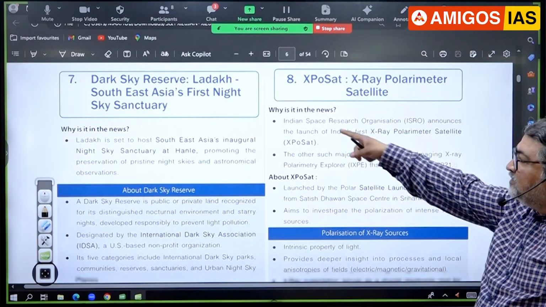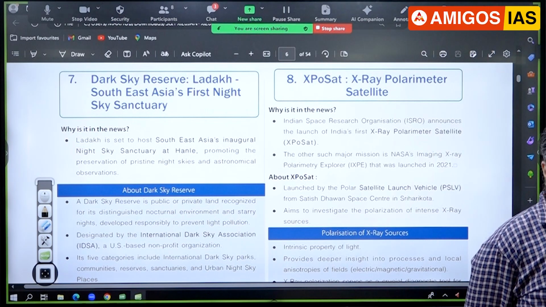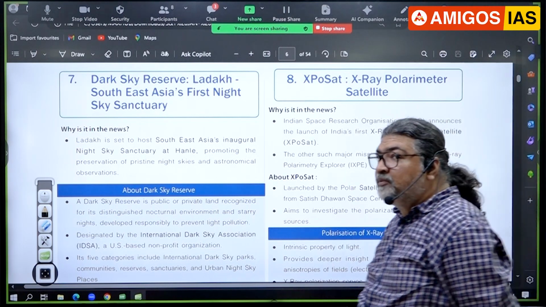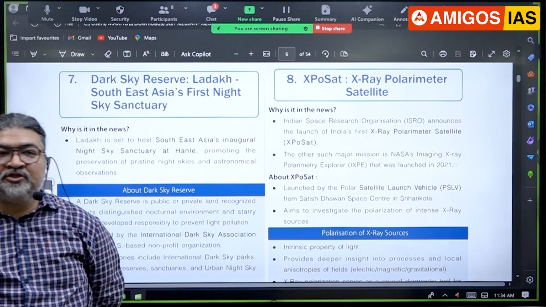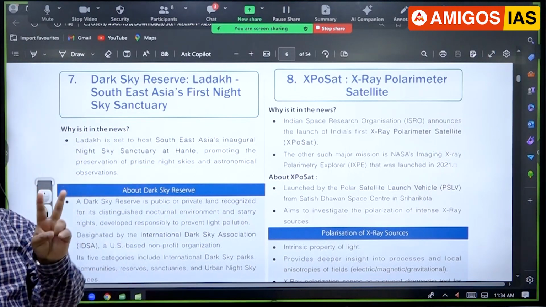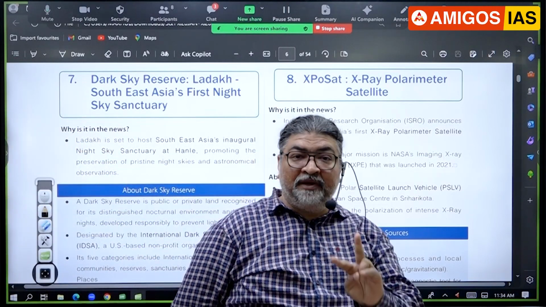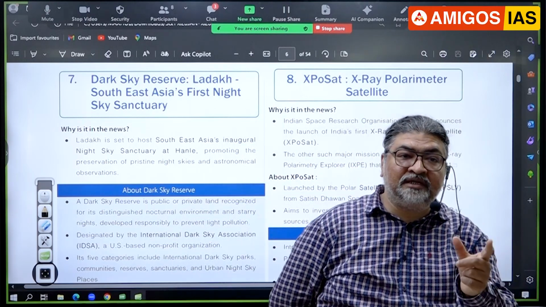Now this I also discussed last time. You remember that the Ladakh dark sky reserve is India's first dark sky reserve. I also mentioned last time that one national park also became a dark sky national park: Pench. There are two Penchs, one in Maharashtra and the second in Madhya Pradesh. The Pench in Maharashtra, which is also a Tiger Reserve, has also been declared dark sky.